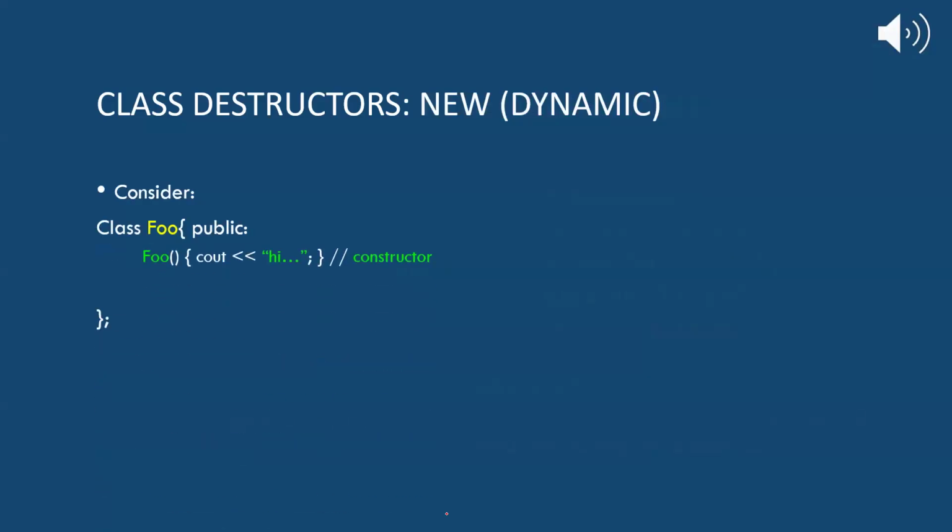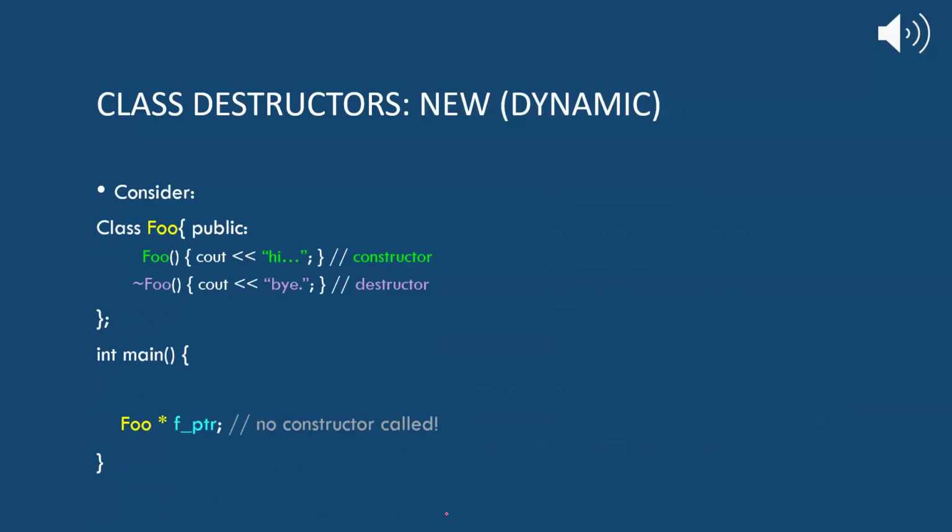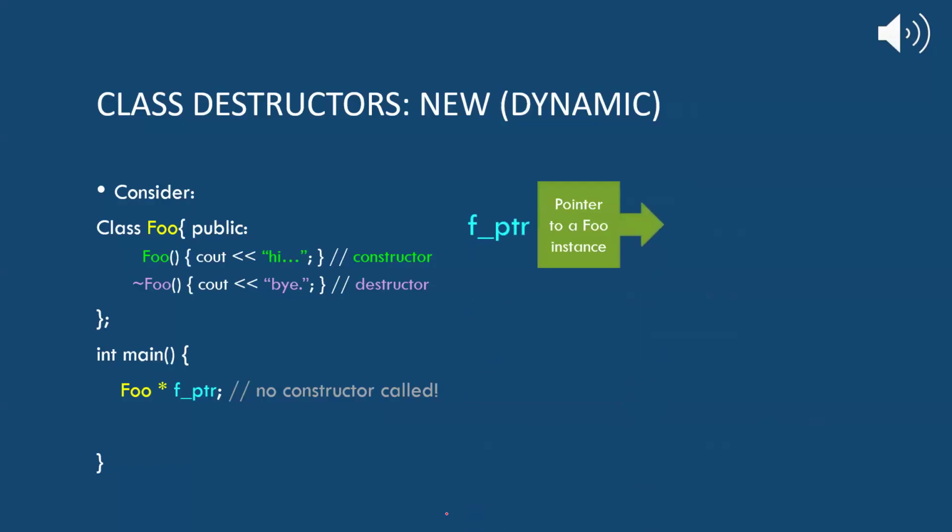Now let's take a look at the other example. So here's our foo class again. No constructor called yet. It's just a pointer. It's not initialized, right? So there's our variable pointing to nothing. We don't even know where it's pointing. It's probably garbage at this point.